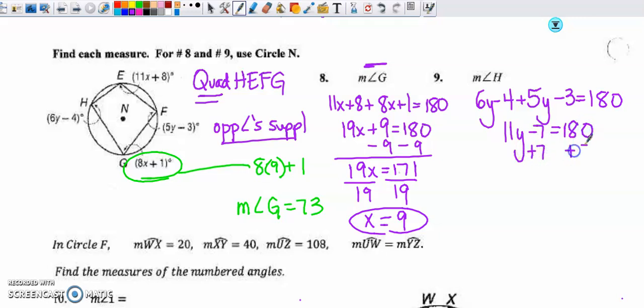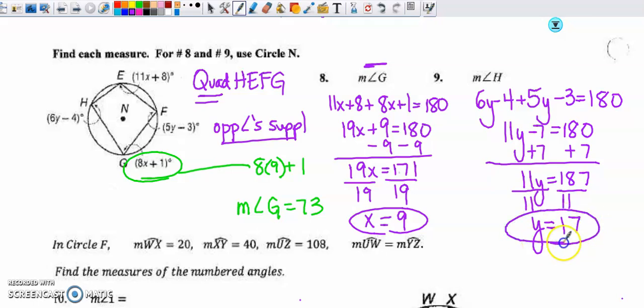You're going to add 7 to both sides. 11y is 187. Divide both sides by 11. You get y equals 17. And then this asks you to find letter H. H was 6y minus 4. So that's 6 times 17 minus 4. So the measure of angle H is 98.